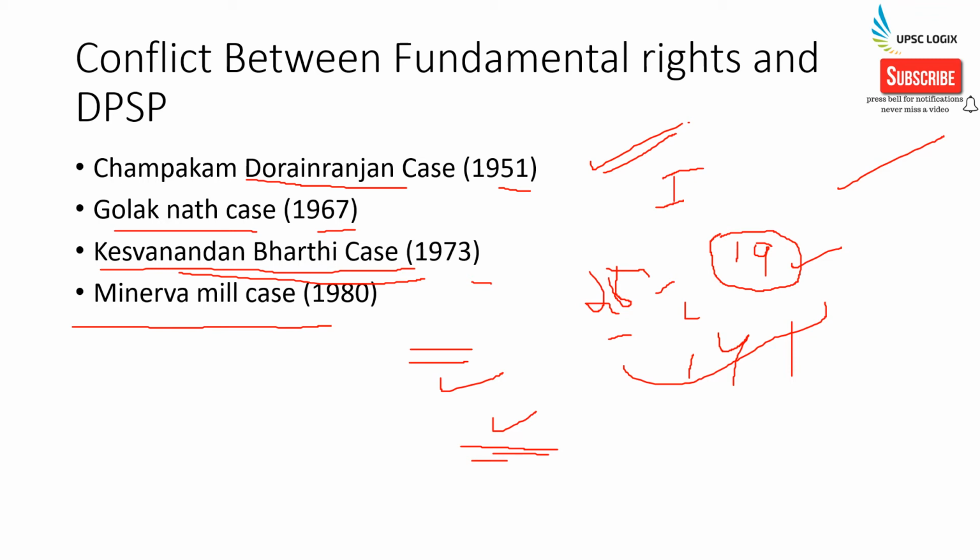So the current position of the fundamental rights is that it enjoys supremacy over the directive principles, and yet it does not mean that the directive principles cannot be implemented. The Parliament can amend the fundamental rights for implementing the directive principles so long as the amendment does not damage or destroy the basic structure of the Constitution. So friends, I hope you have understood this.